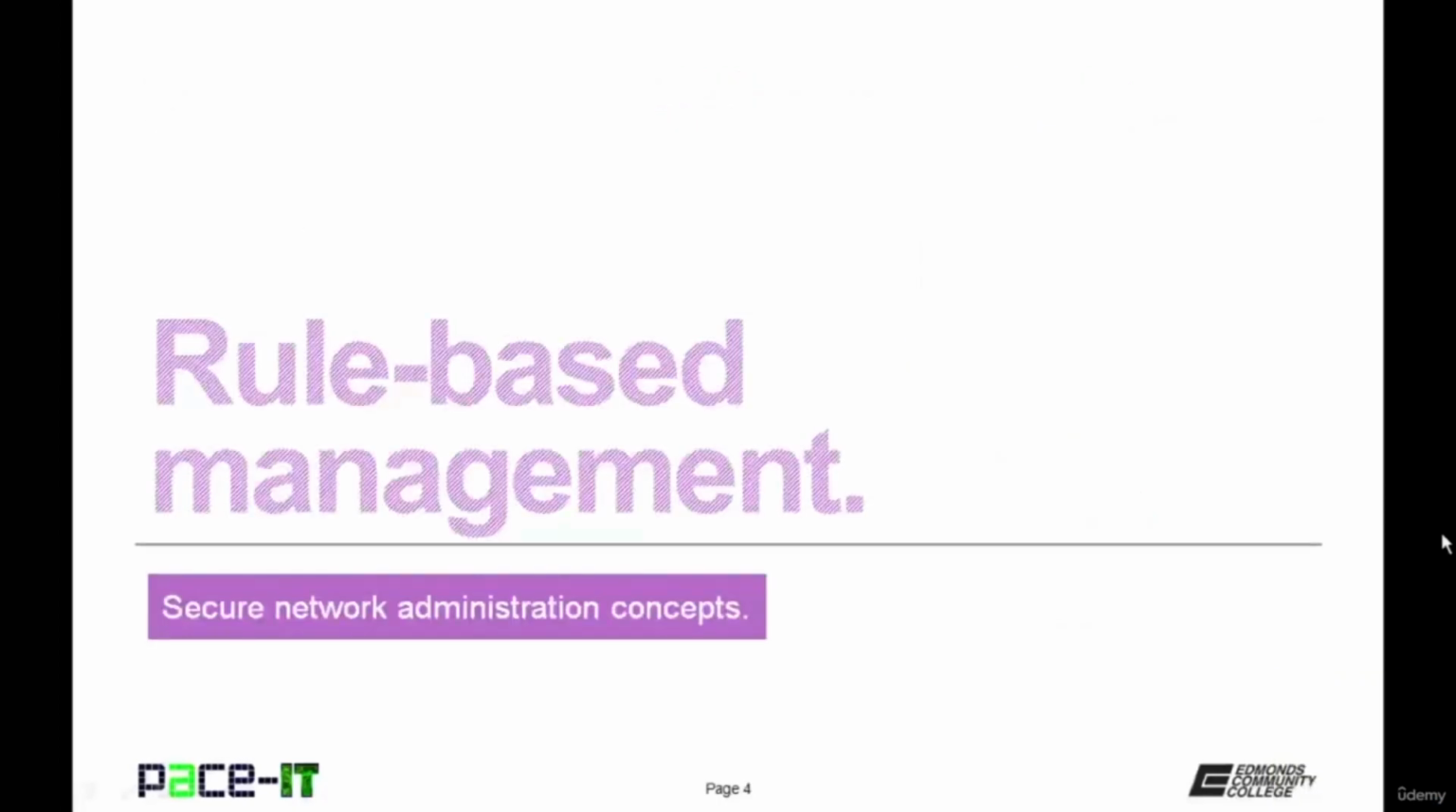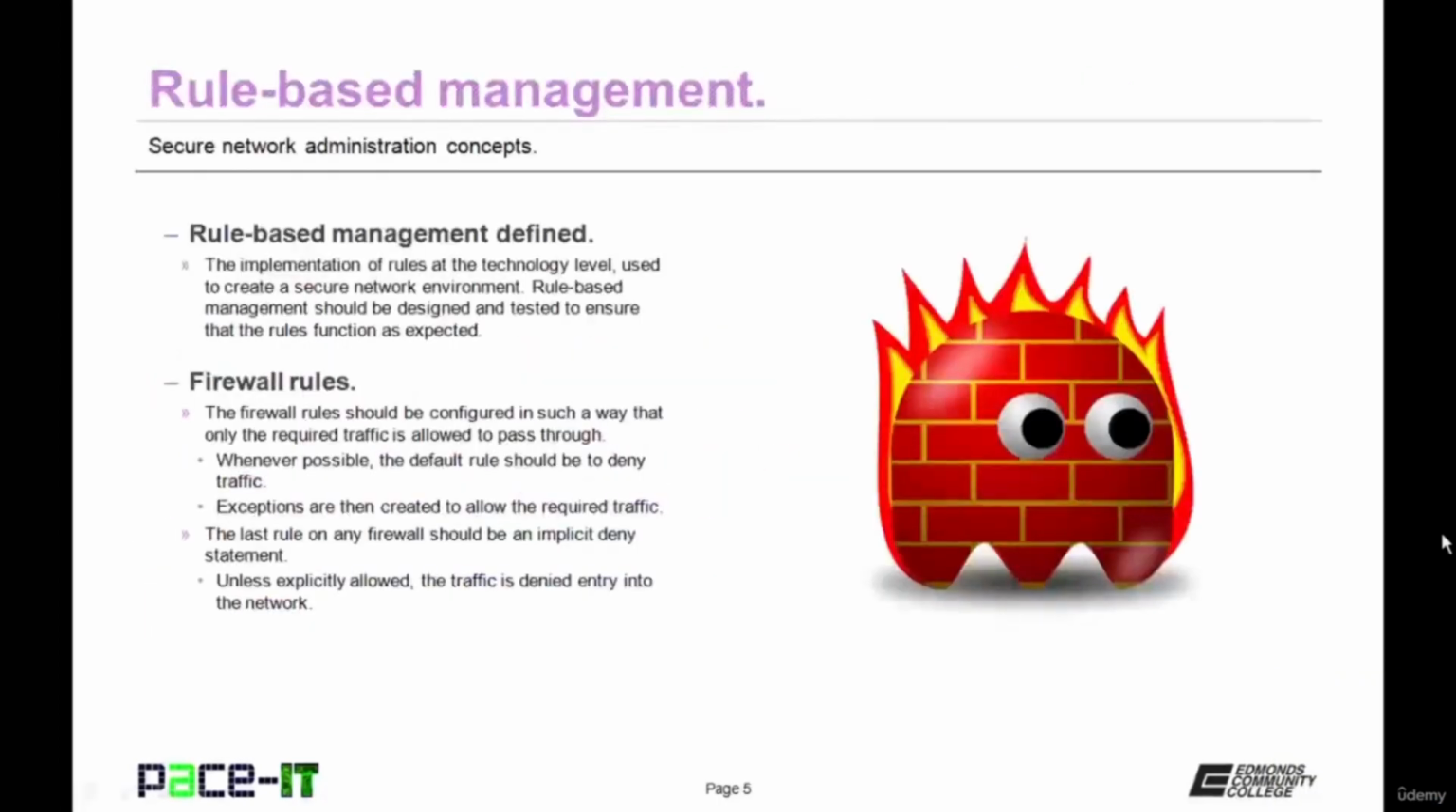First up is rule-based management. So let's begin this by defining rule-based management. It's the implementation of rules at the technology level which are used to create a secure network environment. Rule-based management should be designed and tested to ensure that the rules function as expected. There's nothing worse than implementing a rule and then not having it behave as it was supposed to.